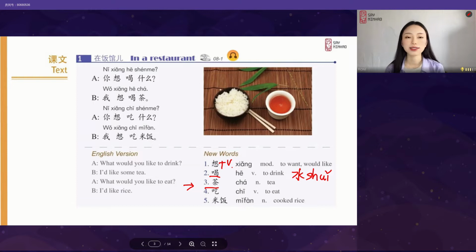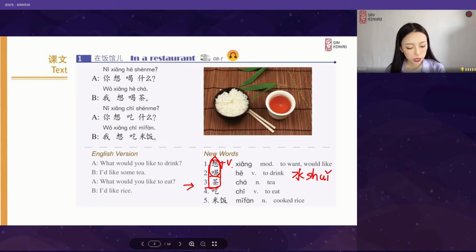I drink tea. Okay, I drink tea. How to answer this question? It is 我喝茶, right? 我喝茶. Okay, next try to say I want to drink tea. Then it is 我想喝茶. Okay, very good. 想喝茶.